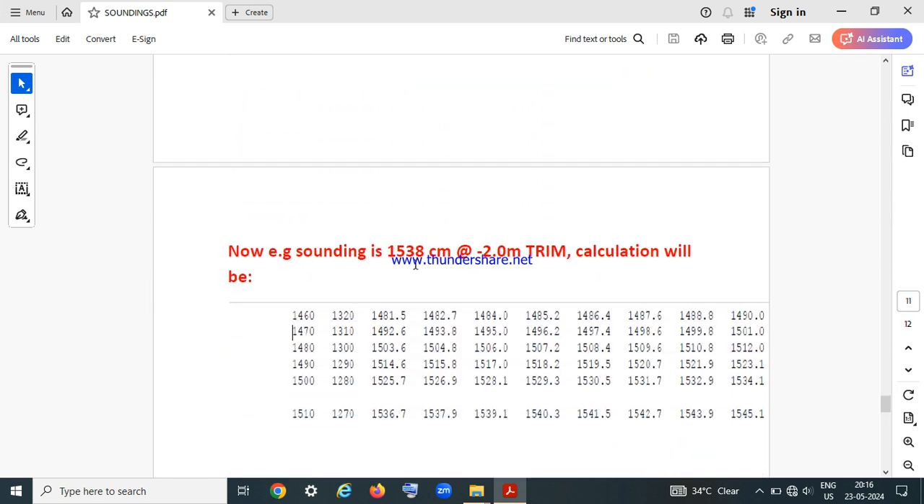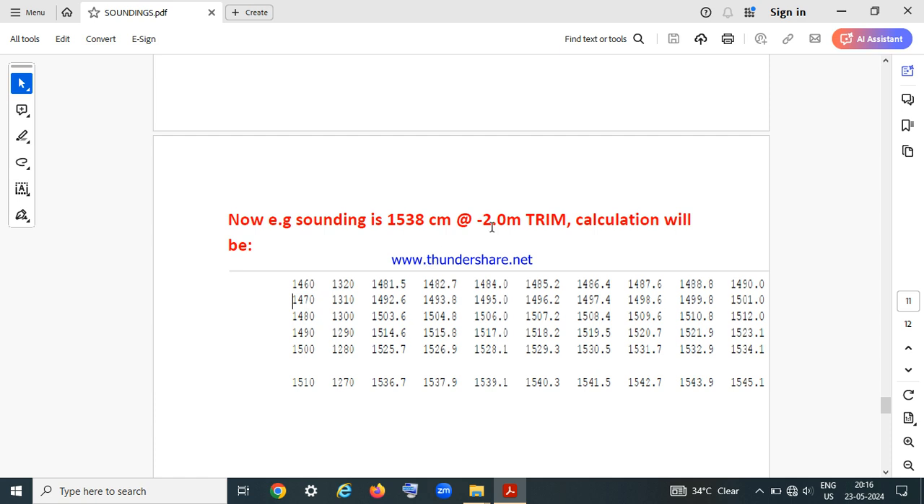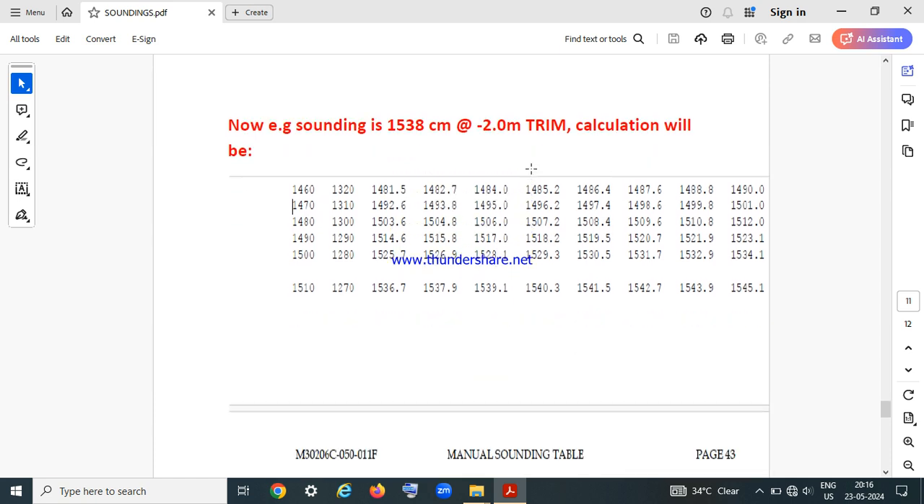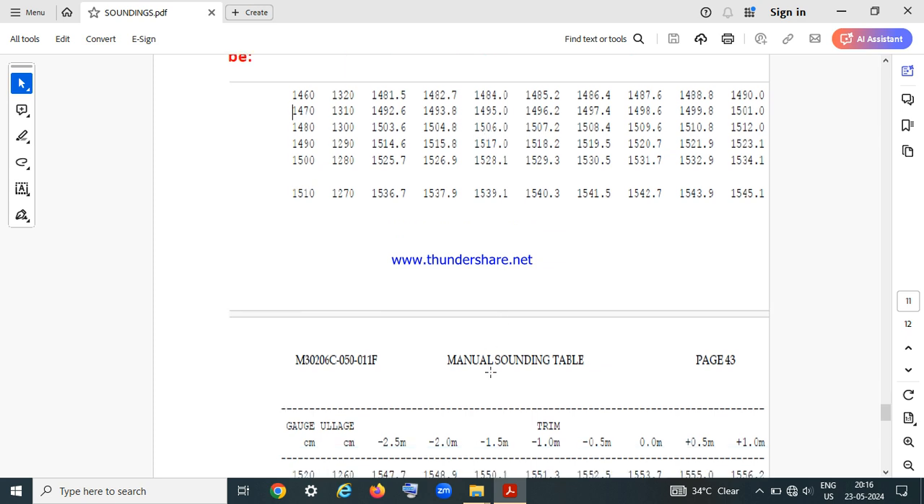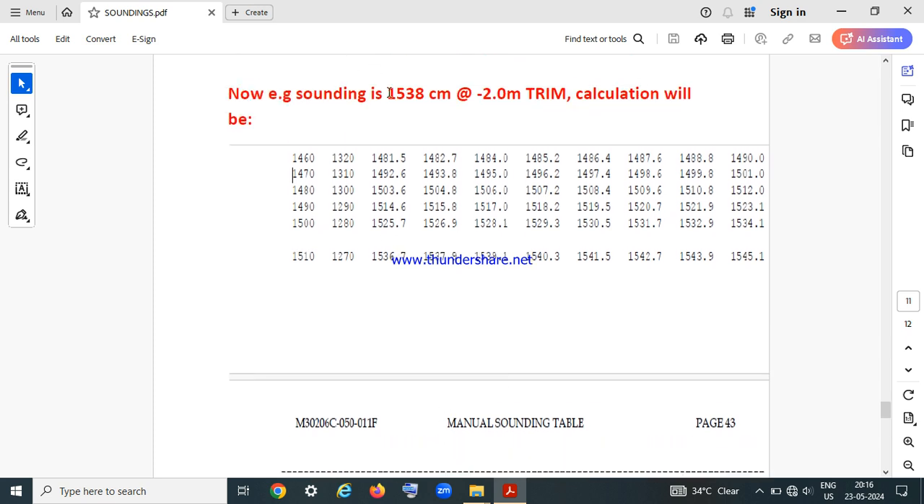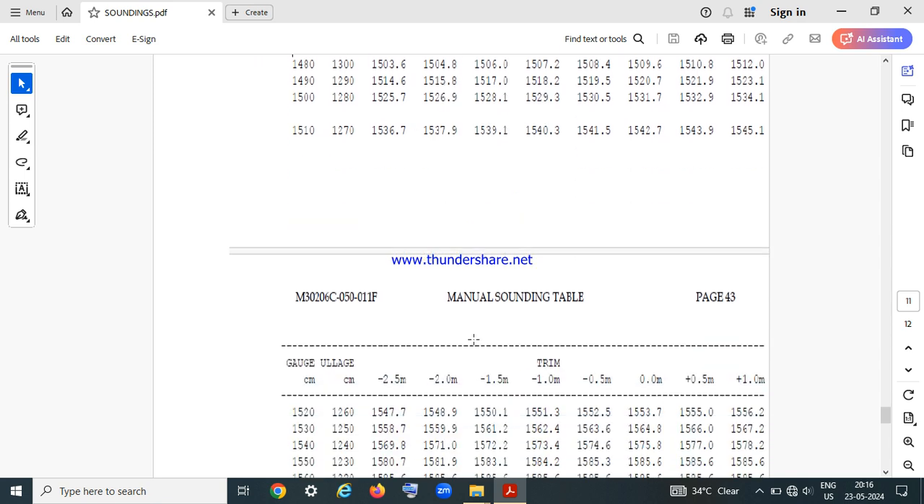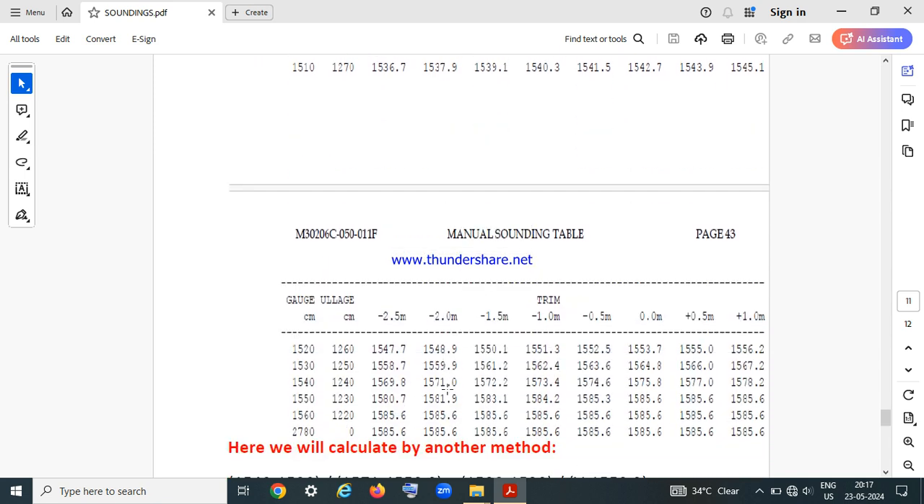Suppose our sounding came 1538 and now the trim is -2. So how will we calculate? First we will see where is -2 trim. -2 trim is here and our sounding is 1538. So -2 is here and 1538 is here somewhere. So again we will interpolate from these values 1530, 1540 and these values, because it corresponds to -2 meter trim.